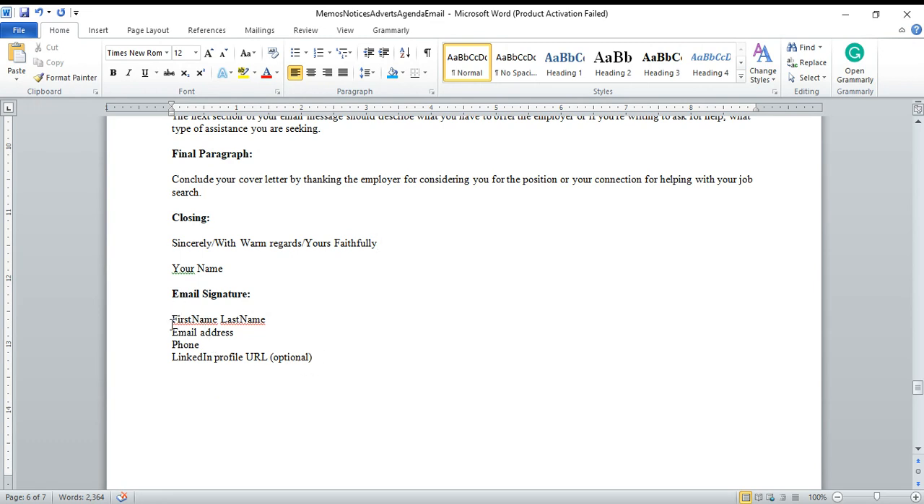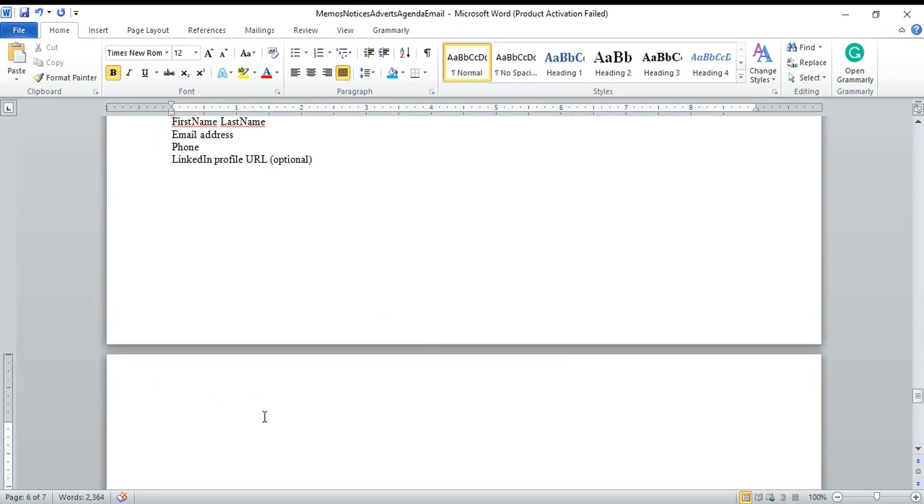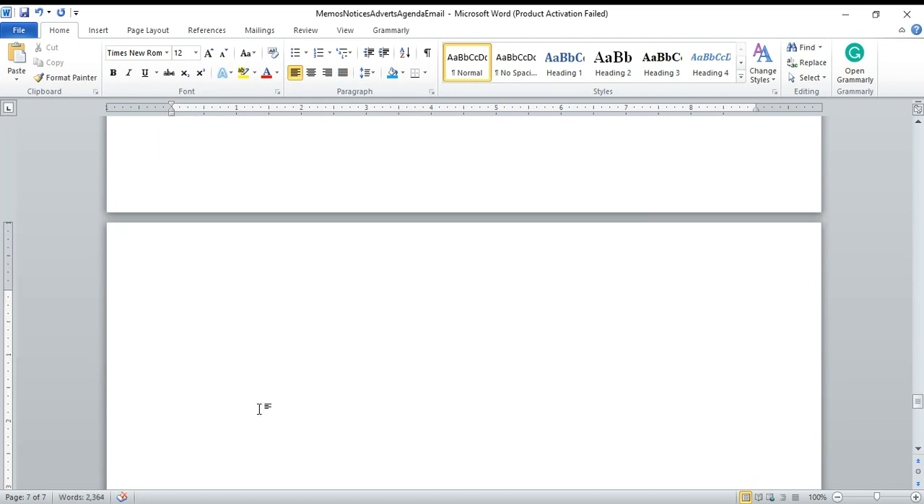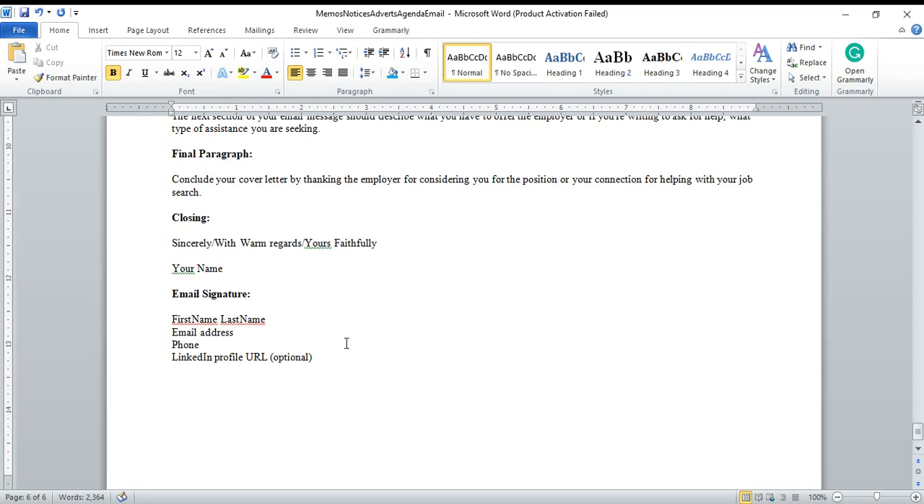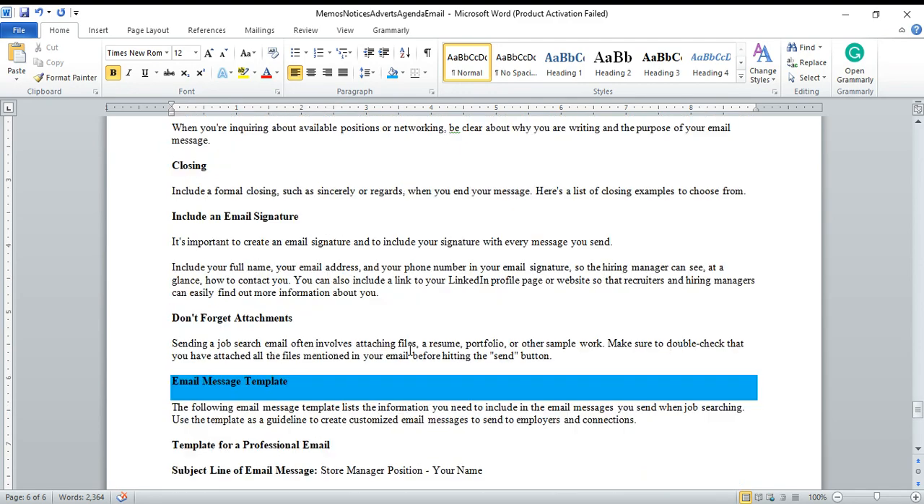Now this is an example of an email signature. You can put here your name, your email address, phone, and LinkedIn profile. A LinkedIn profile is simply a profile link to a website that is able to act like some kind of CV site. So a LinkedIn website acts like a CV site.